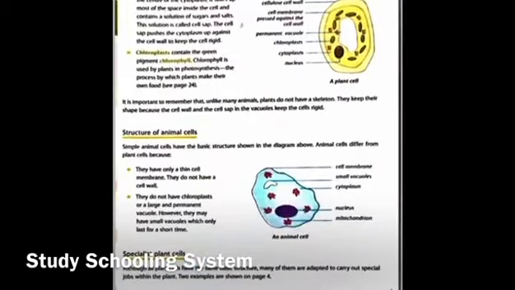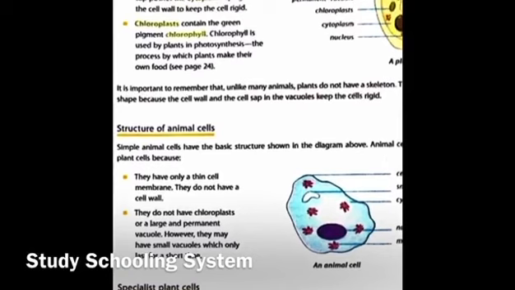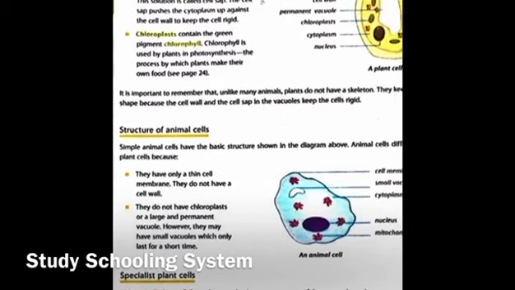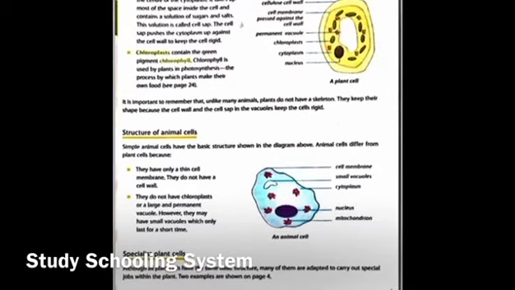And now we're going to look into the features of animal cells, but first I'll read to you what this paragraph says, right? So simple animal cells have the basic structure shown in the diagram above. Animal cells differ from plant cells because they have only a thin cell membrane, they do not have a cell wall, they do not have chloroplast or a large and permanent vacuole. However, they may have small vacuoles which only last for a short time, right?